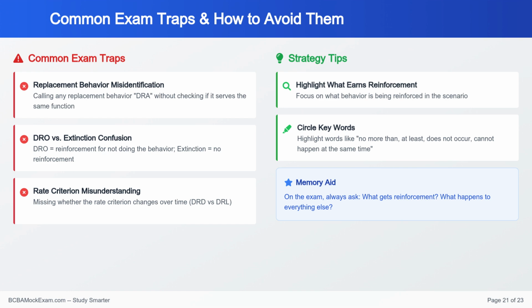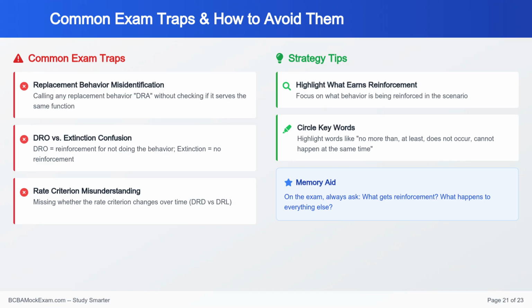This slide is all about protecting you from the classic mistakes that trip people up on the BCBA exam. Let's start with the 3 common traps on the left. The first one is replacement behavior misidentification. Many people label something as DRA just because it's a new behavior, but they forget to check whether it serves the same function. If the replacement doesn't achieve the same outcome, it is not DRA.